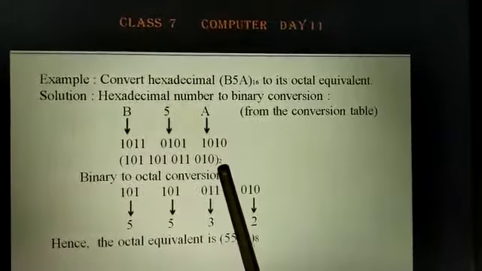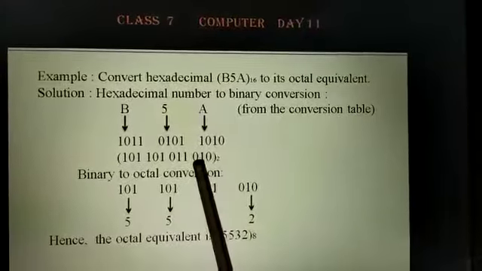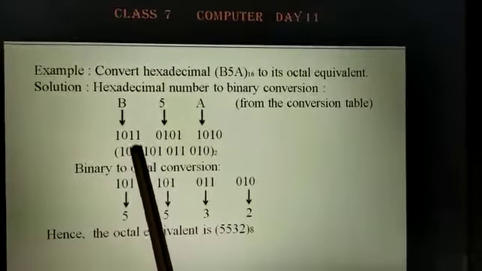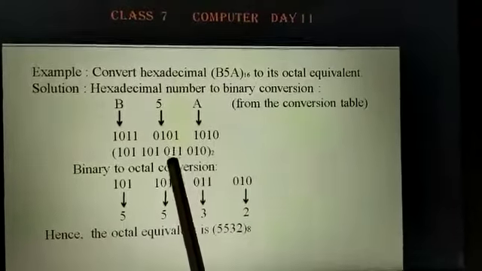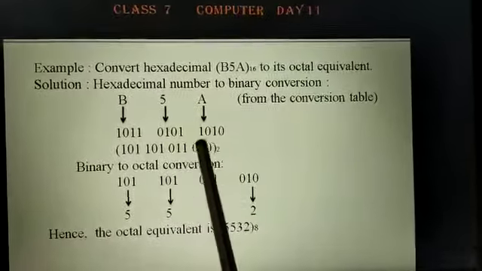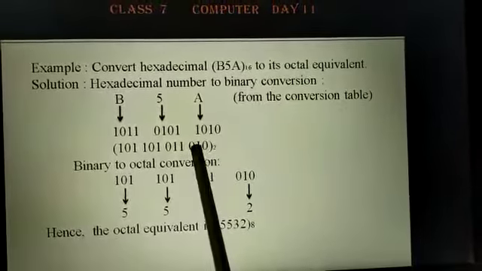Next, what do we have to do? We will just combine all these. Can you see? 1 0 1 1, then 0 1 0 1, then this one has been written 1 0 1 0. So this is the binary equivalent.